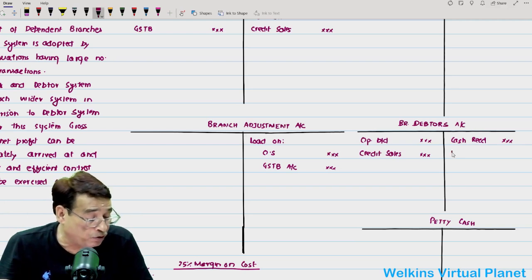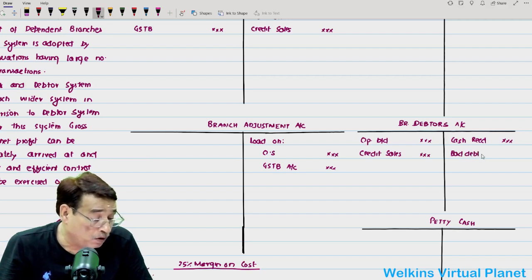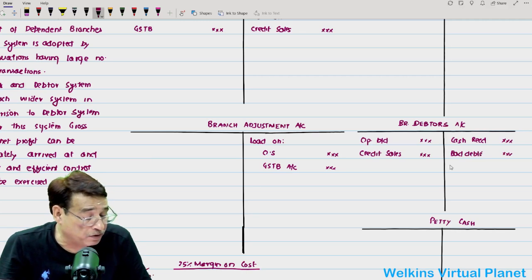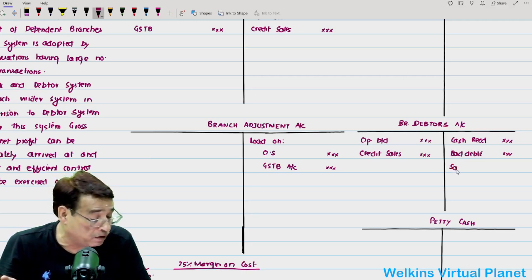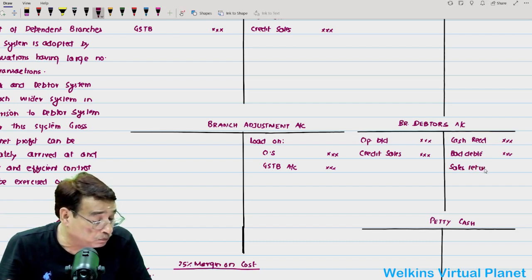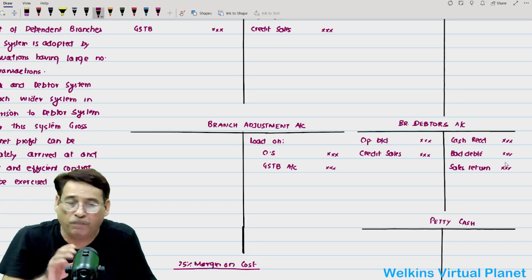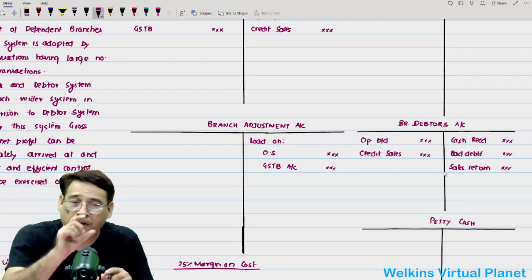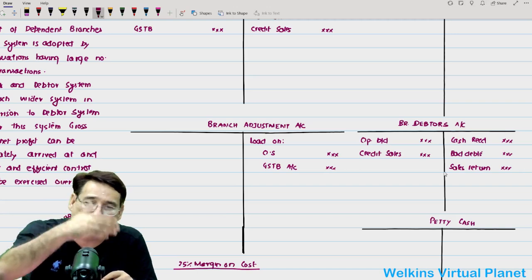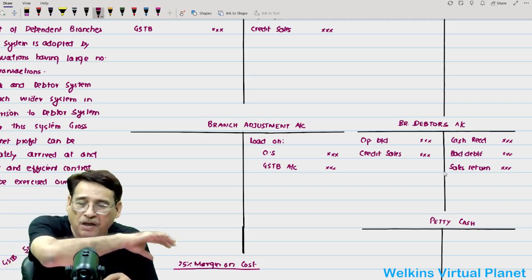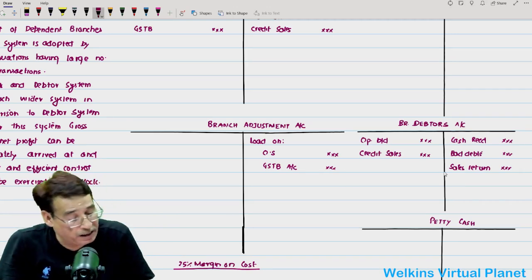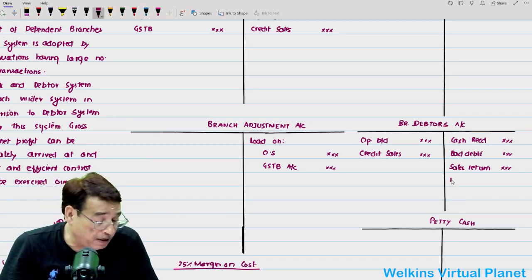Second point is that you used to write bad debts. Besides, if credit customers have returned some goods, like sales return, we used to write it over here. Sales return means goods returned by such customers to whom the goods were sold on credit basis, and they are returning it back to the branch office. That is what we mean by sales return. Besides, any discount allowed, you used to write it over here itself, discount.